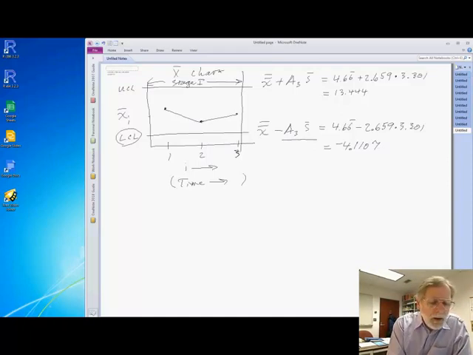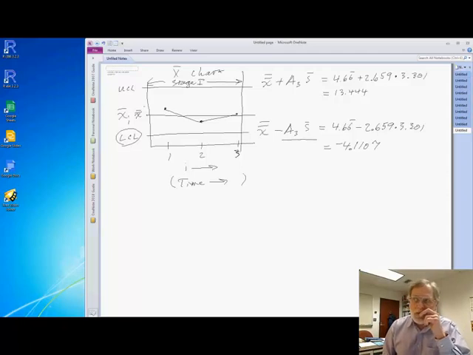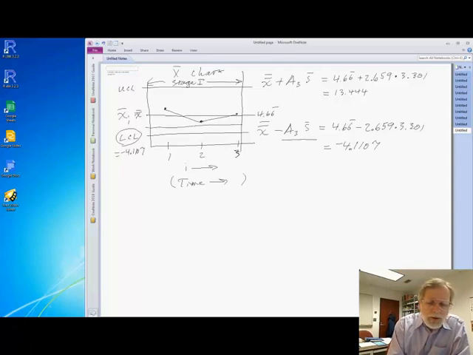X double bar is going to go pretty much through the center of the points, because after all it's the average of all the points. And we see that that's 4.66. We've got a lower control limit of negative 4.1107, so we've got 0 in here somewhere.